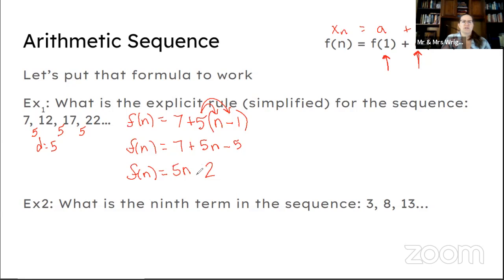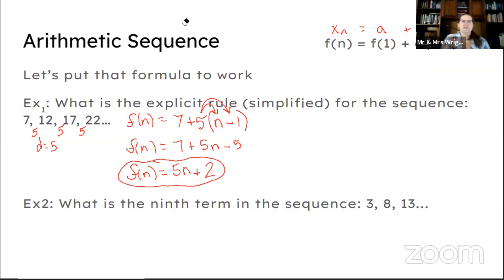Now, what's going to go in front of it? Is it going to be a plus or a minus? Well, it's going to take the sign of the number that we just used, whichever value is greater. 7 is a greater value and it was positive. So we're going to have our 2 be positive. So our final answer for the explicit rule is f of n is 5n plus 2 for this arithmetic sequence that we have right here.